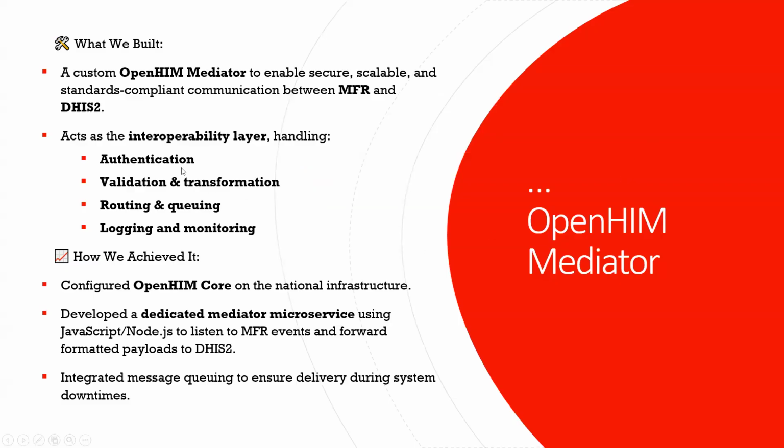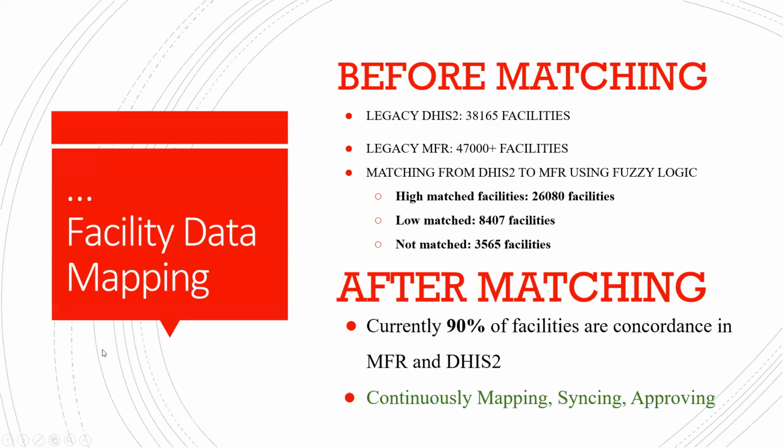With OpenHIM, we built a custom OpenHIM mediator to enable secure, scalable, and standards-compliant communication between MFR and DHIS2. This covers authentication, validation, routing, and logging. How did we achieve it? We configured OpenHIM core. We downloaded the OpenHIM core from the GitHub source code, customized it according to the Ethiopian context, and built it. It is developed using Node.js and some other technologies. Now, facility data mapping. This is what we had before: in the legacy DHIS2 data, we have around 38,165 facilities, and in the legacy MFR, we have 47,000 plus facilities.